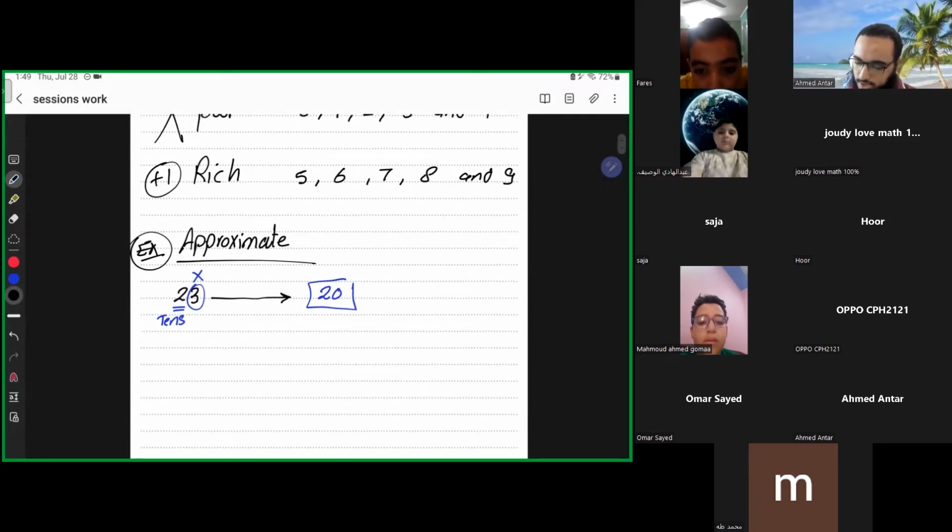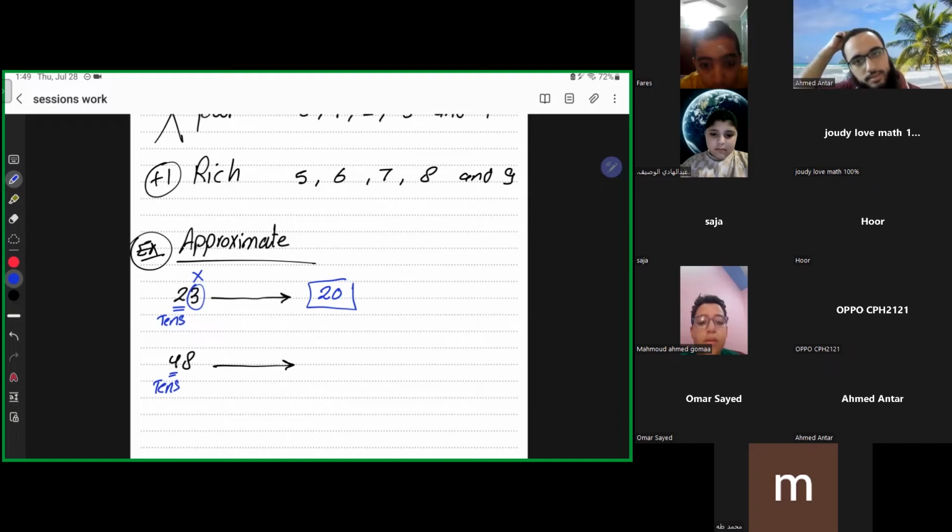Correct? Correct. If we have 48 like that, then the approximation is what? Approximate it to the nearest tens also. Can you tell me that?